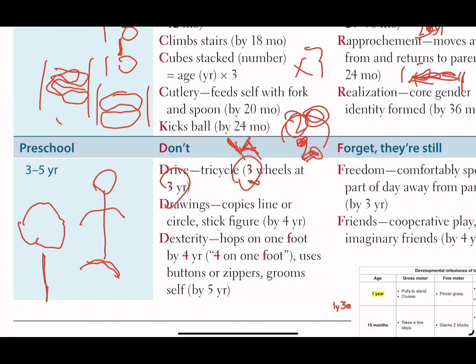Stick figure by 4. Hops on 1 foot by 4. Let's imagine that this is the baby and this is 1 foot. This is his hand and this is hopping on 1 foot. So this is 4, 4 on 1 foot. That's a good mnemonic. Uses buttons and zippers, grooms self by 5.